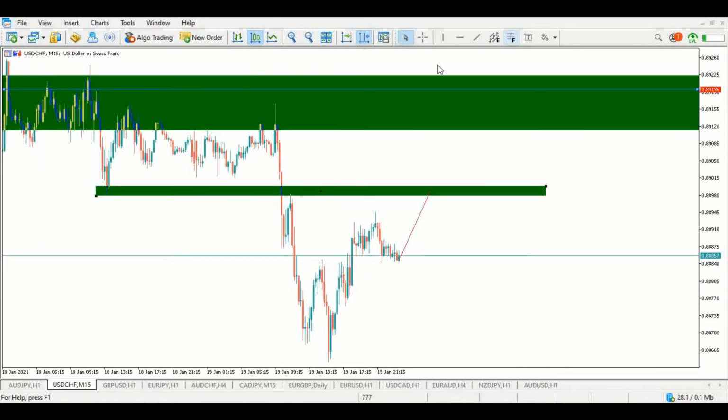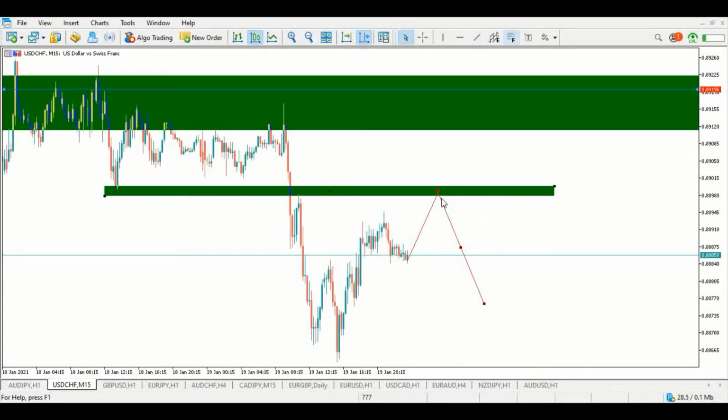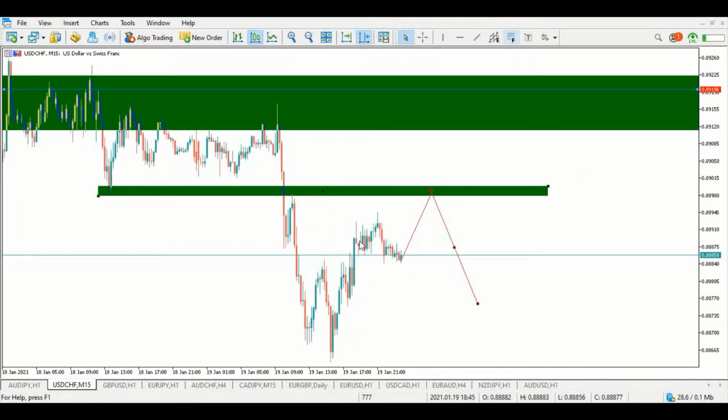I will be looking for price to get there, and then as soon as it gets here, give me some rejection and I'll be going short on this AUDCHF. So moving on to the next pair.